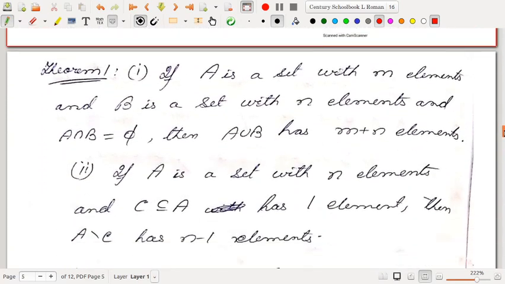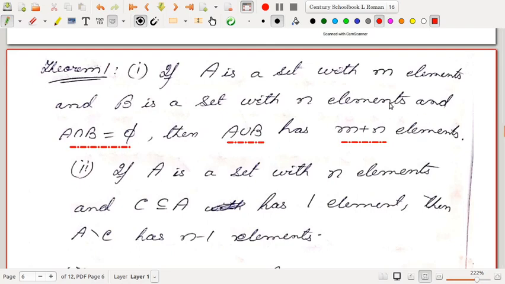Now let us see another theorem which may not be that important from the exam point of view, but it's very important to understand this concept in order to deal with bijective mappings for countability and uncountability. If A is a set with m elements and B is a set with n elements, and A intersection B is empty, that is A and B are disjoint, then A union B has exactly m plus n elements. This is also called the addition rule of counting.